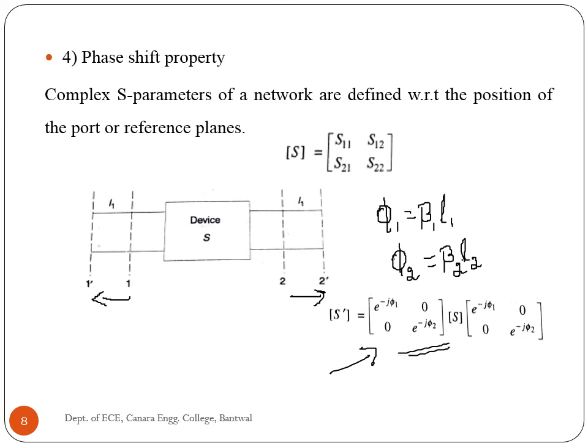When the two-port network S matrix is S11, S12, S21 and S22, and with the phase shift, when the reference planes 1 and 2 are shifted outward to 1 dash and 2 dash, then the phase shifts are phi 1 and phi 2, and the new S matrix is denoted by S dash and is given by this equation.